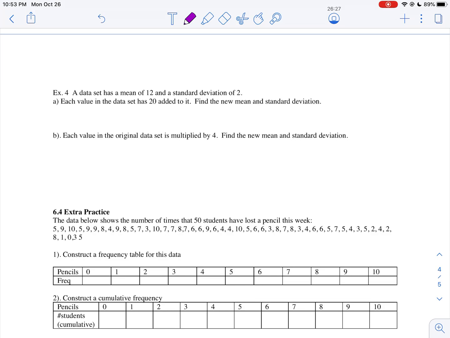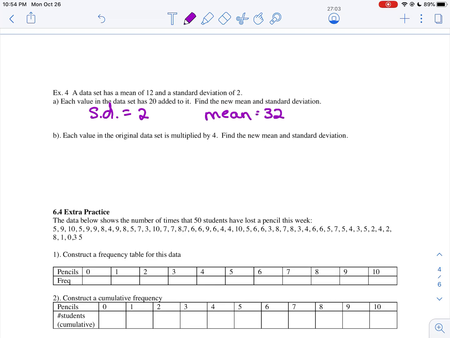All right, example 4 says a data set has a mean of 12 and a standard deviation of 2. Each value in the data set has 20 added to it. Find the new mean and the new standard deviation. Well, the standard deviation stays the same. However, all the values have had 20 added to them, so the mean is 32.